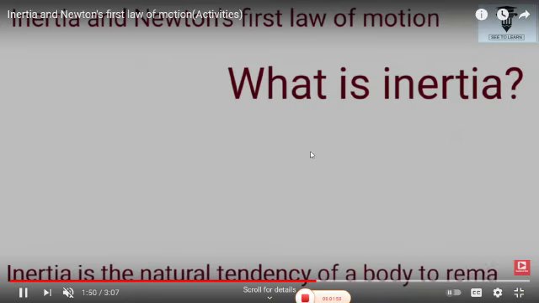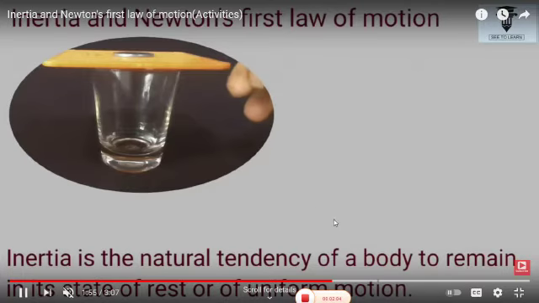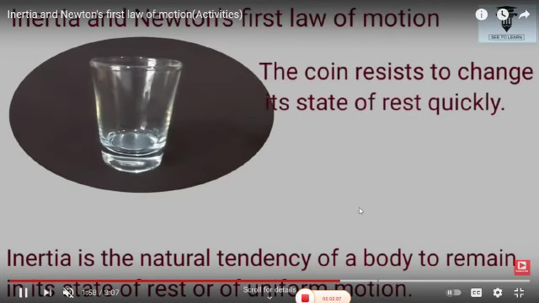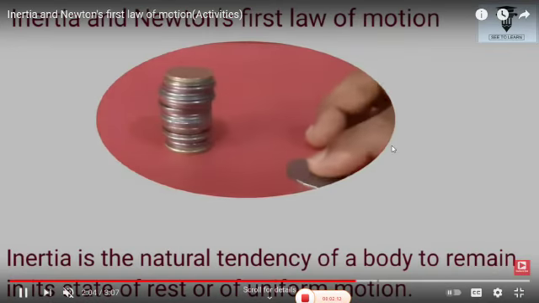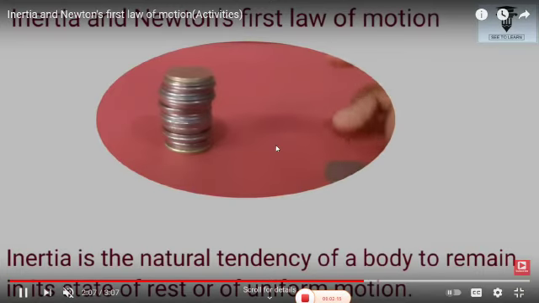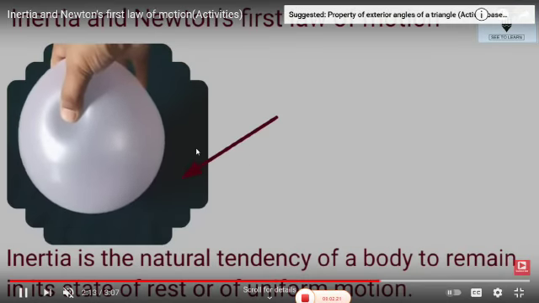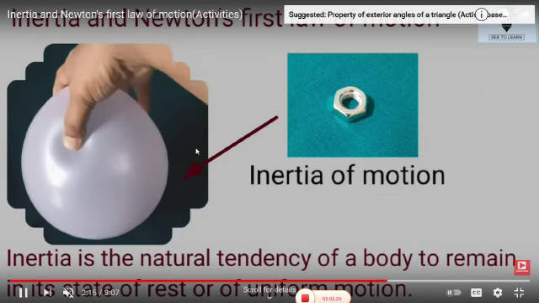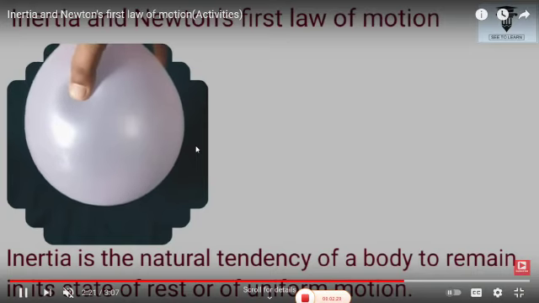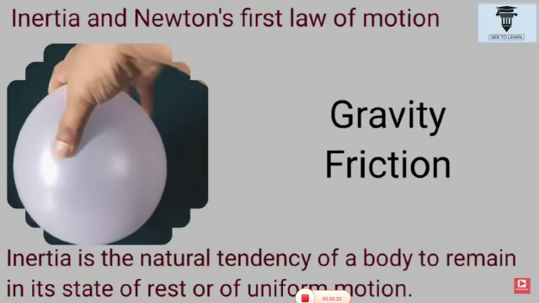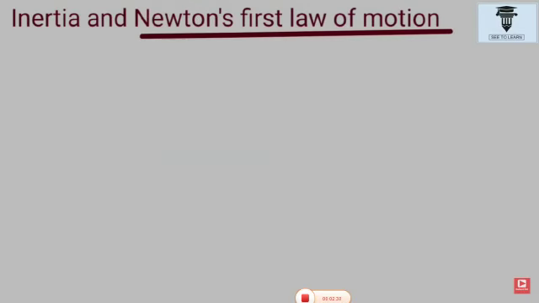So what is inertia? Inertia is the natural tendency of a body to remain in the state of rest or of uniform motion. So the coin resists a change to its state of rest quickly. Then the natural tendency of a body to remain in a state of rest. And the next one is that the hexagon nut tries to remain in the state of motion. You can perform all these activities and see, and because of the friction and the force of gravity, that hexagon nut comes to a state of rest.